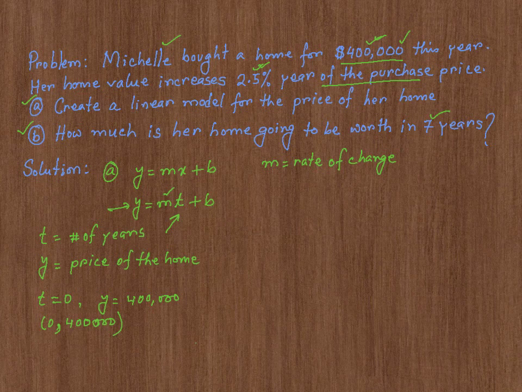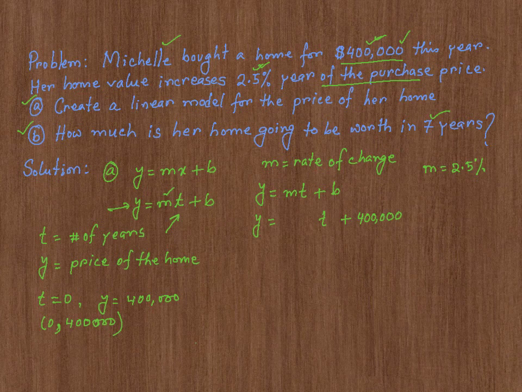Now we are just going to plug in the values into y is equal to mt plus b. Y is equal to, let's put the initial price that Michelle paid for the home, 400,000. Then I'm going to put the t. Now what is m? We need to find that out. M is 2.5%. So you just don't put 2.5 here.